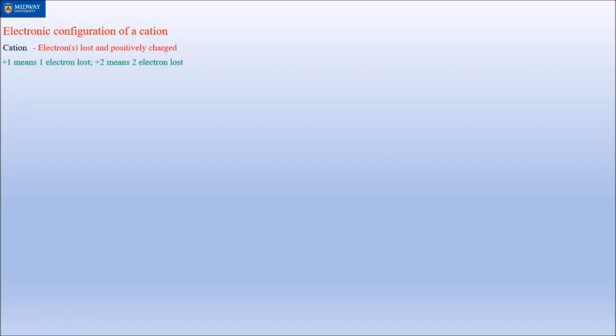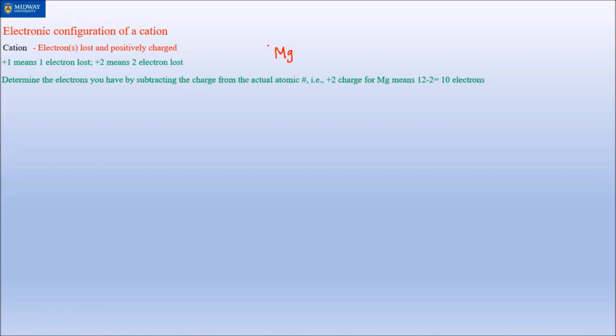And how do we know how many are lost? If it is +1, you lose 1 electron. If it's +2, you lose 2 electrons. And determining how many electrons you should have is very important. So for instance, if you're dealing with magnesium 2+, which could be written, say, I give you this. You must know how many electrons you're actually working with. So when you finish writing the correct configuration, you can do the electron count to make sure the count matches how much you should have.